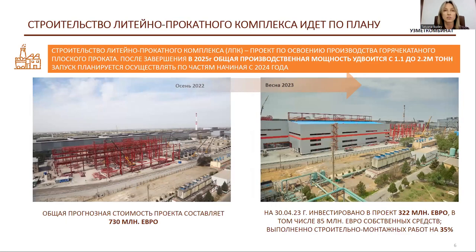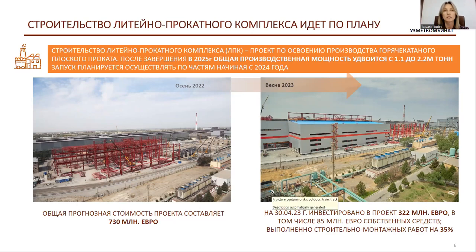And just a couple of words about the progress of our cast and rolling complex. Please see the pictures on the slide. These are as at autumn 2022 and spring 2023. You can see the progress right away of this important asset. To remind you, when this comes on stream, our production capacity is going to be doubled from 1.1 million tons to 2.2 million tons per annum towards the end of 2025. At the same time, we are going to do a phased launch of it starting 2024.